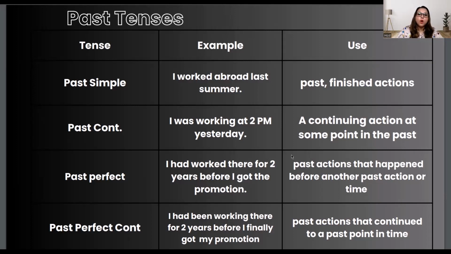Past continuous: I was working at 2 p.m. yesterday. So it's a continued action at some point in the past, something which you've done in the past. I was sleeping at 5 a.m. yesterday, and today I wasn't. So you can just talk about a continual action.